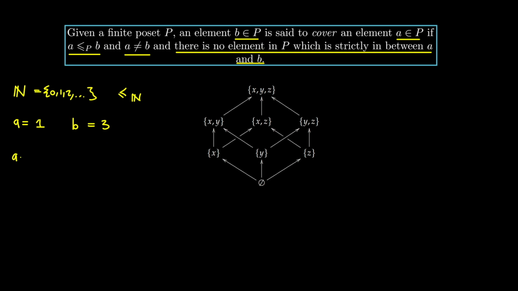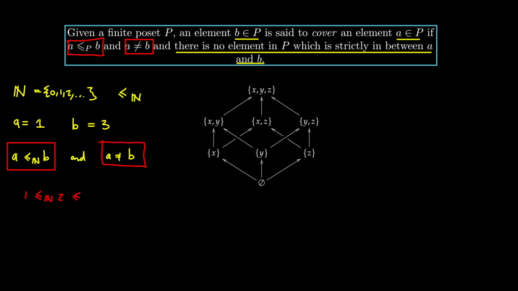Well, firstly, of course, we're going to have A is less than or equal to B. So no problem there. And also, A is not equal to B. Of course, 1 is not equal to 3. So both of these conditions are actually holding. So the only thing that could fail is that there's something in between them in our partially ordered set. And of course, that's true. If we have 1, that's less than, of course, 2, and that's less than 3. So the thing that's failing here is that there is an element which is strictly in between A and B in this case, and namely that's going to be this element 2.